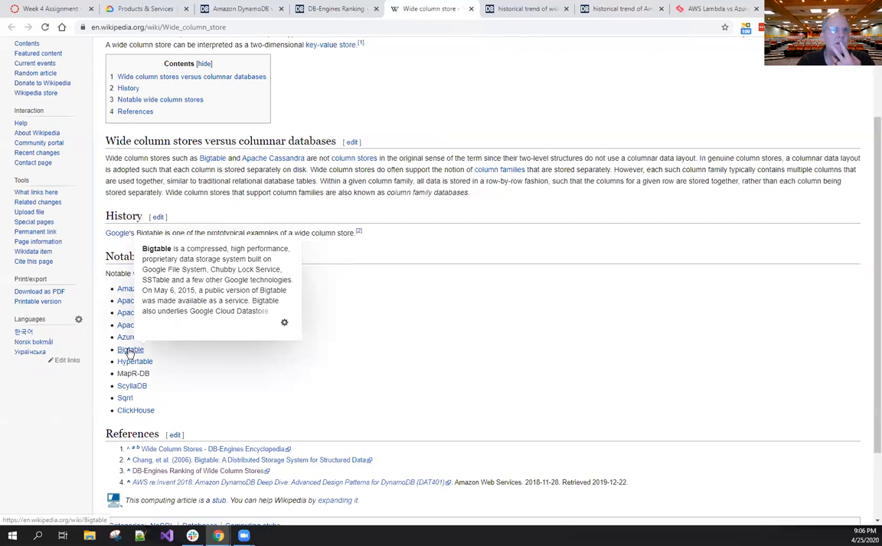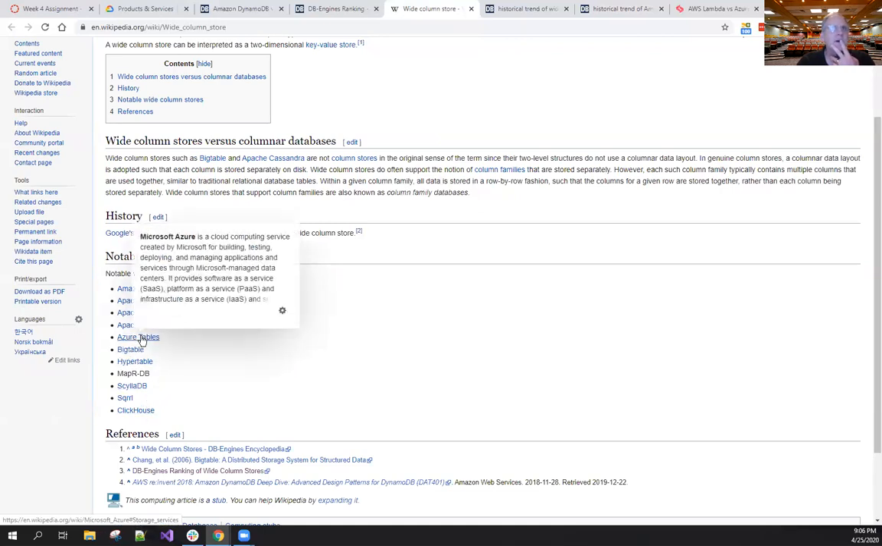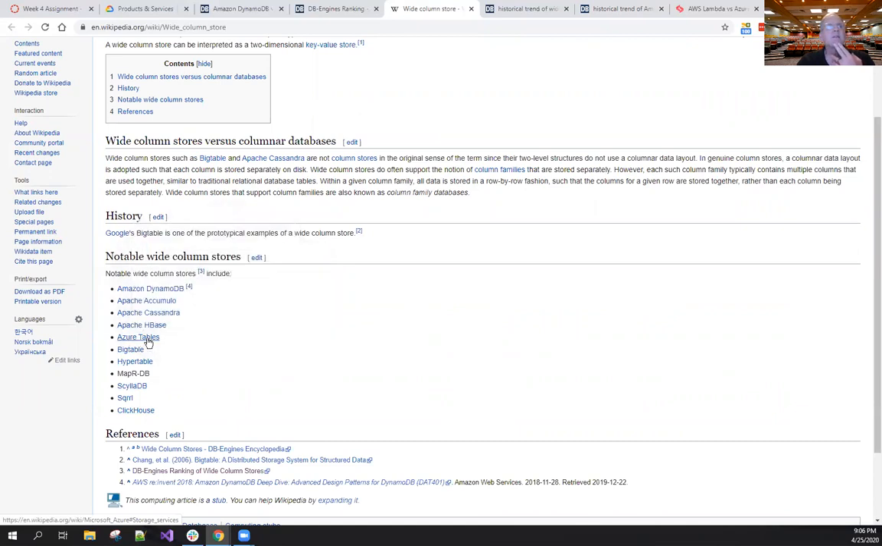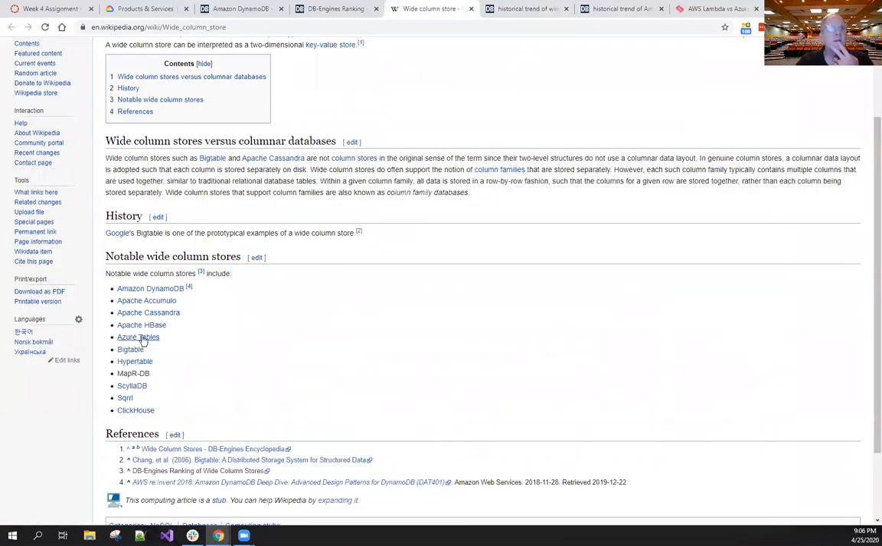Bigtable from Google. I see there's Azure Tables, so this is a wide column store. It's funny they use wide column store to describe Azure Tables, and yet over in this one, they're saying Azure Cosmos DB is the wide column store. So which is it, Azure Tables, or is it? See, Azure Tables. There's Microsoft Azure Table Storage. That's a little different than Cosmos DB. This Azure Tables, that second one.